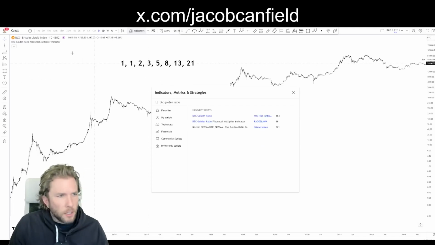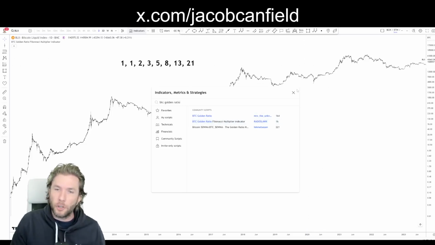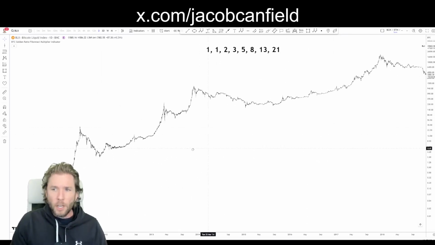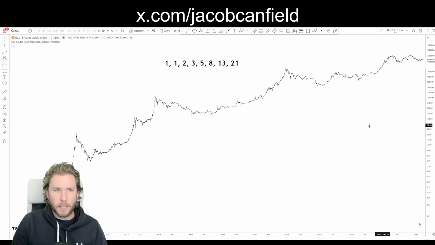So basically it looks, let me see. I think it's this one. Yeah, BTC golden ratio Fibonacci multiplier indicator by Rado Slock. It's only got 16 likes, but I like this one a lot, and I'll show you why. I can recreate this if we want. But first I'm going to explain what this is, how it's calculated, and then we're going to go from there.